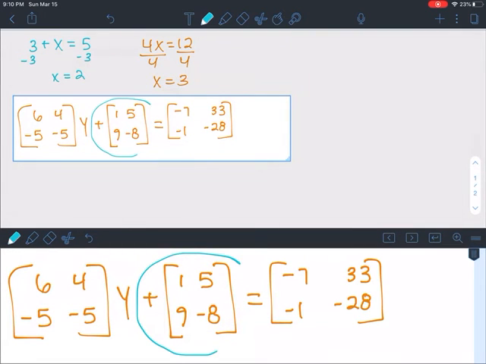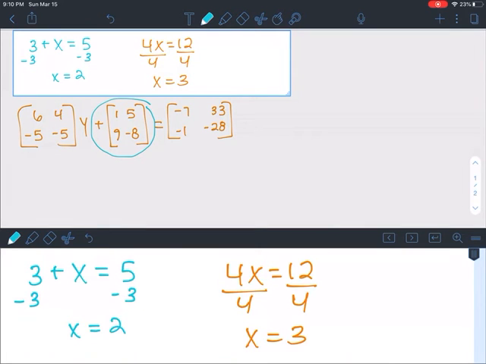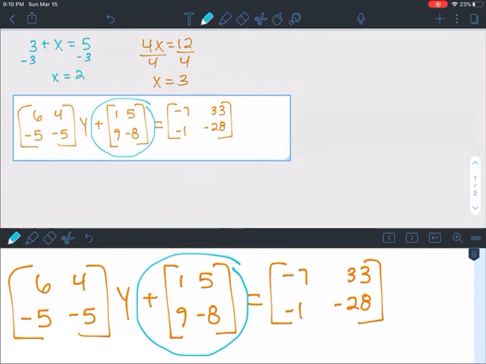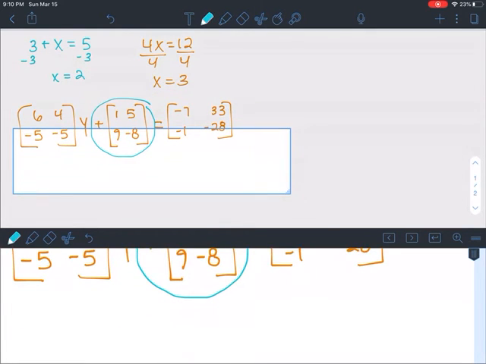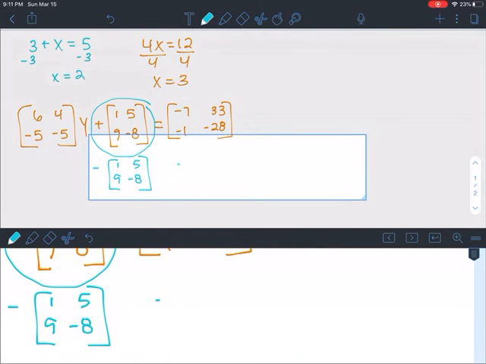So the first thing that I'm going to want to do is get rid of this matrix. So just like up here, that 3, to get rid of it, I had to subtract it. Well, I'm adding this matrix circled in blue. So to undo that, I need to subtract it from both sides. So I'm going to subtract my matrix 1, 9, 5, -8 from both sides here.